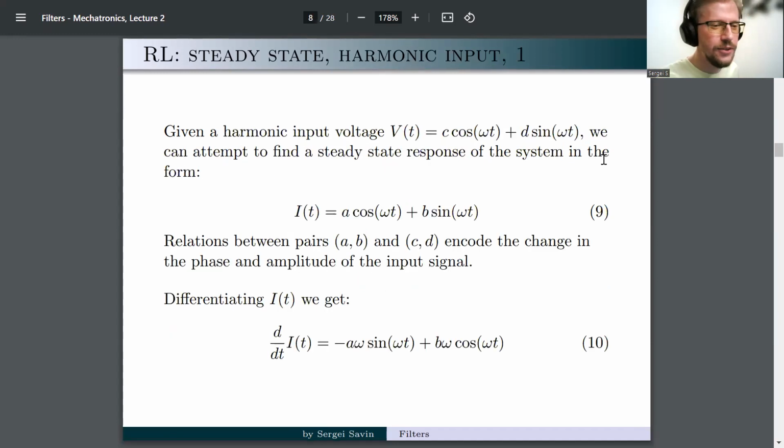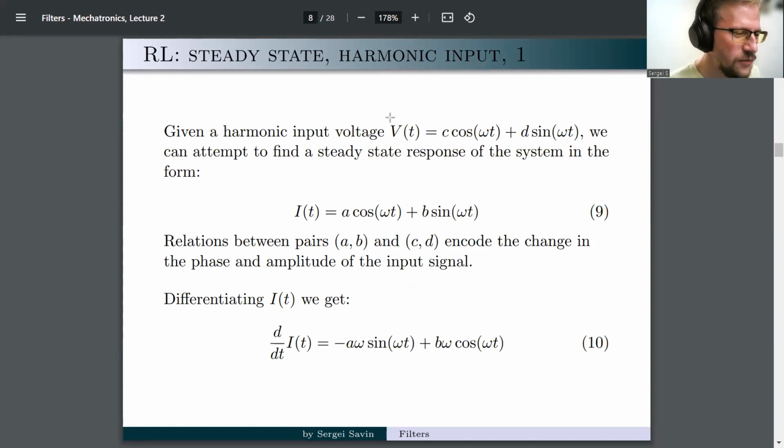Okay, now where I wanted to bring you. This is quite general, but it is still solvable. So that's maybe one of the reasons why we like to analyze it, but also it is very useful.